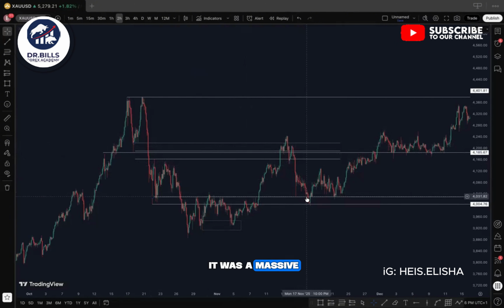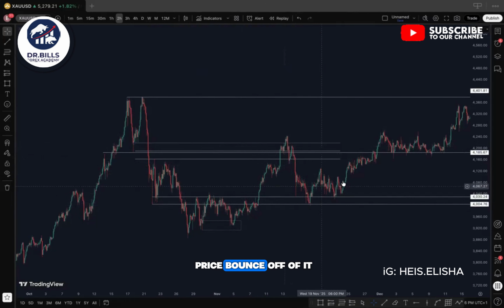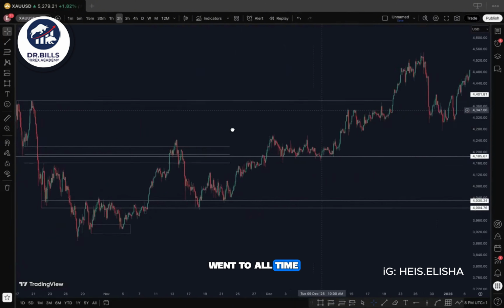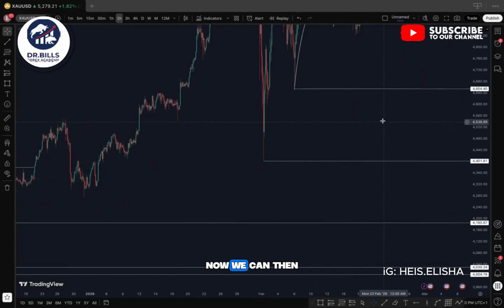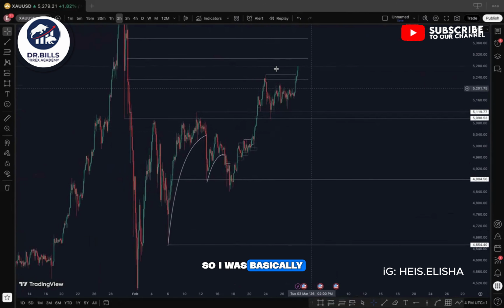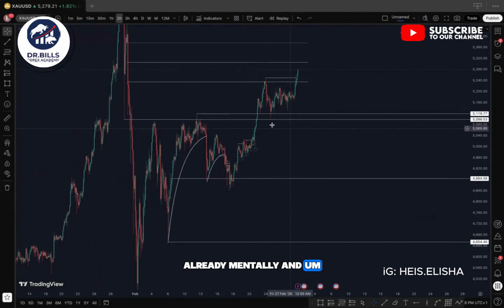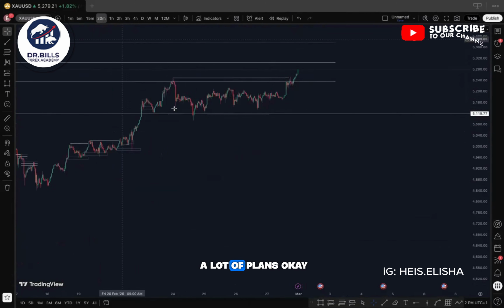You can see that it was a massive crash down. Immediately price came back to this left bottom side structural swing level. You can see that price bounced off it, and from there price went to an all-time high straight up. So I was basically expecting sales from this fair value gap level already mentally, and I was planning to buy my way here, but price had other plans.